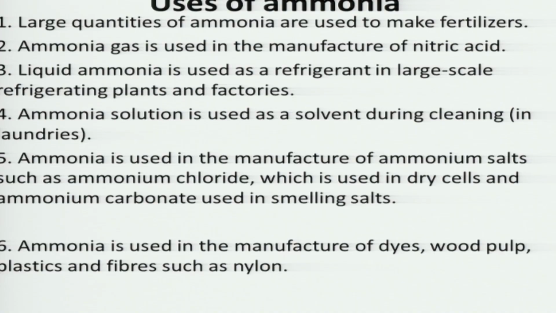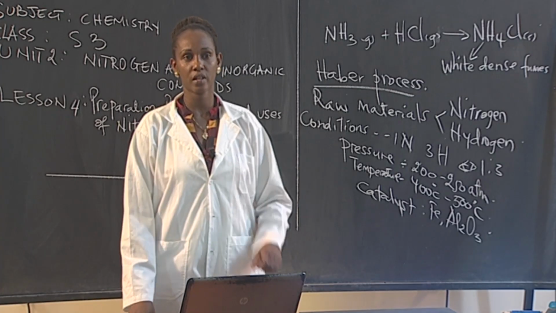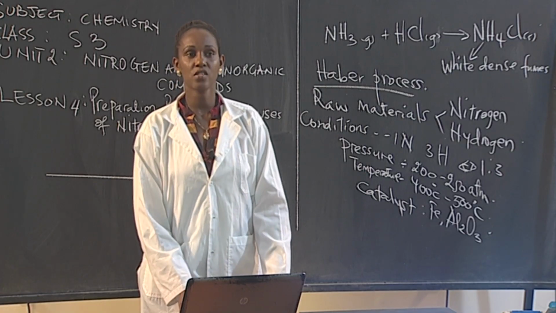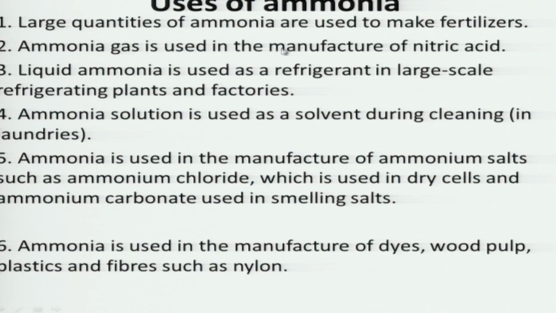So after I've seen the preparation of ammonia using the Haber process, we can go ahead and look at the uses of ammonia now. So why do we need to manufacture ammonia? Why? What importance is ammonia in everyday life? One, ammonia is used on a large scale to make fertilizers.